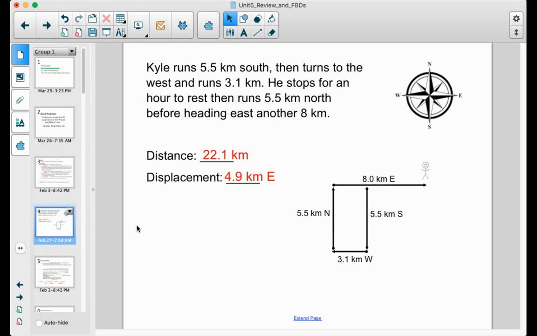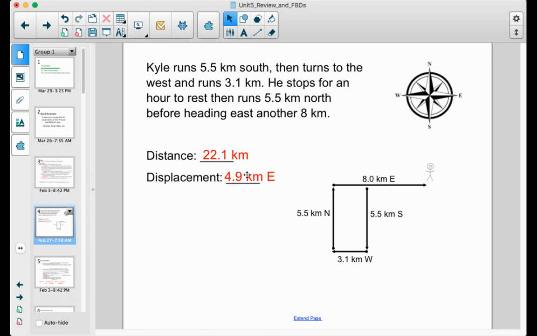As I was referring to a moment ago, when we look at this problem of Kyle running, and you look at the different distances and directions that he is moving, the basic idea here is we want to determine the difference between distance and displacement. He's going to start here, and as you see, he's going to travel south a certain distance, to the west, to the north, and then finally end at this position to the east.